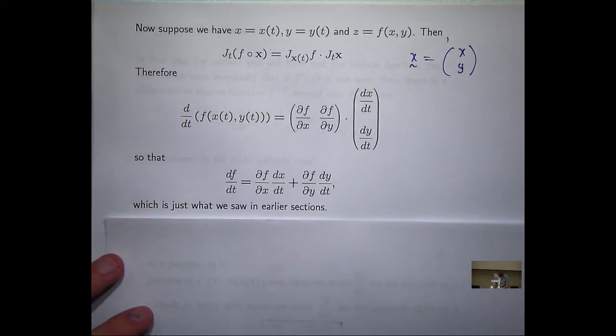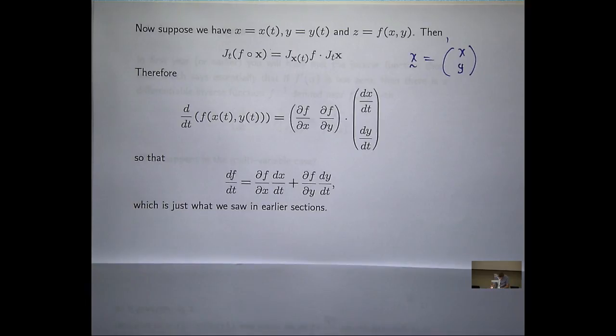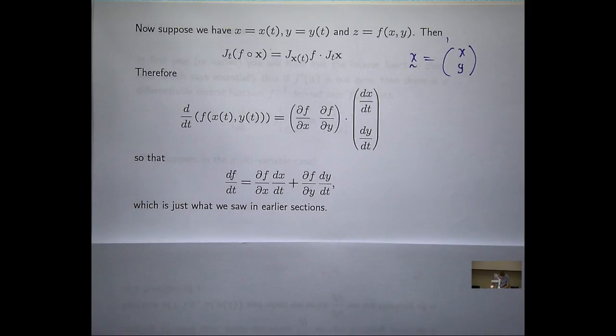So this is just what we saw in earlier sections. The chain rule for the Jacobian makes perfect sense and is a more general case than what we've already been looking at in the sense of a chain rule.